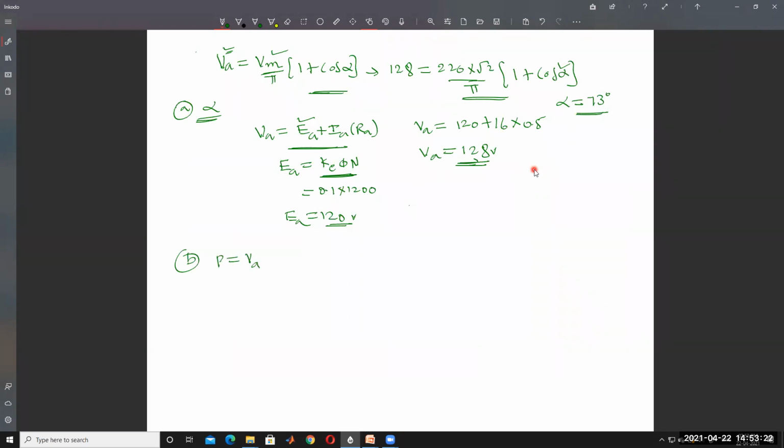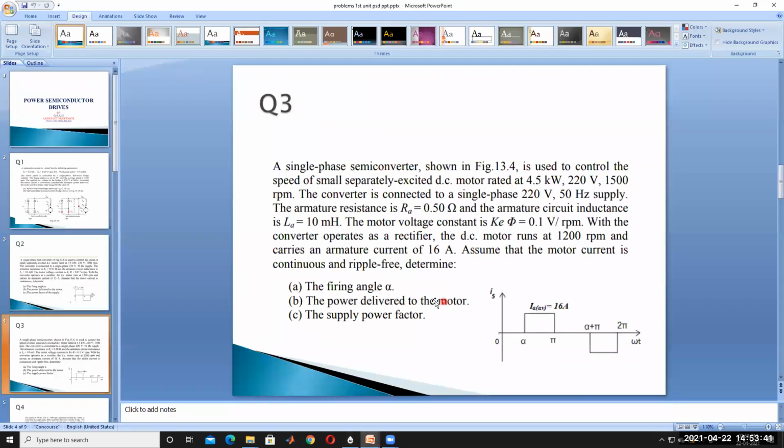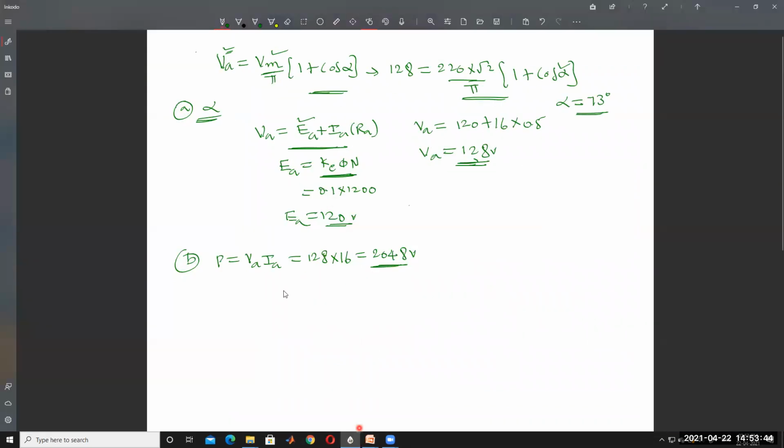And the second problem: power delivered by the same motor. That is VA into IA. VA is equal to 128 into IA is equal to 16. So that is equal to 2048. I got like this. From this second problem, the power delivered to the motor is nothing but 2048 watts.